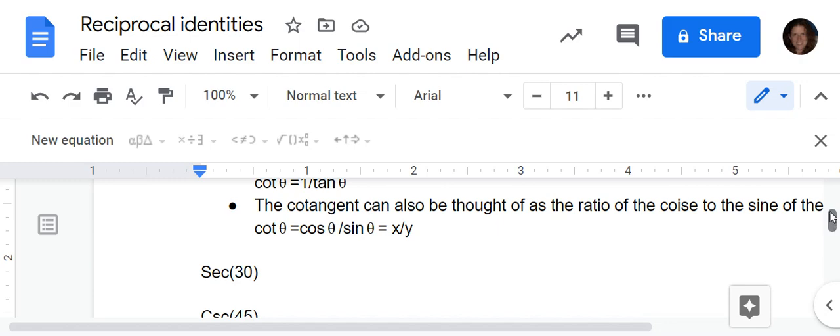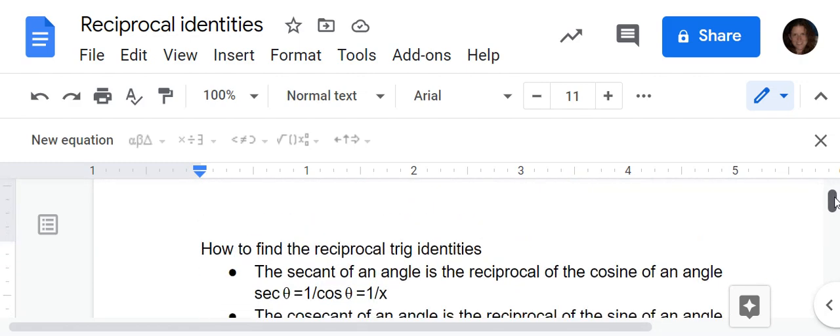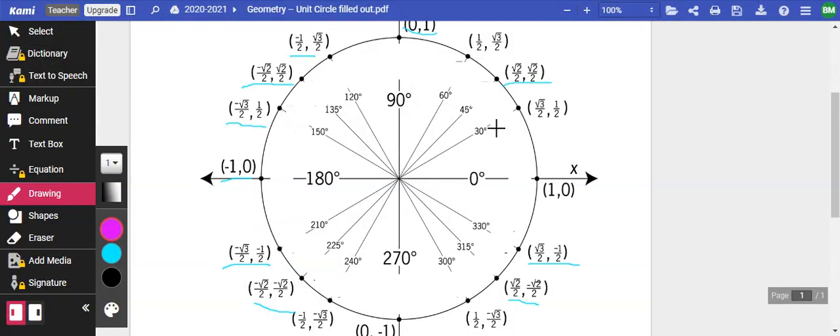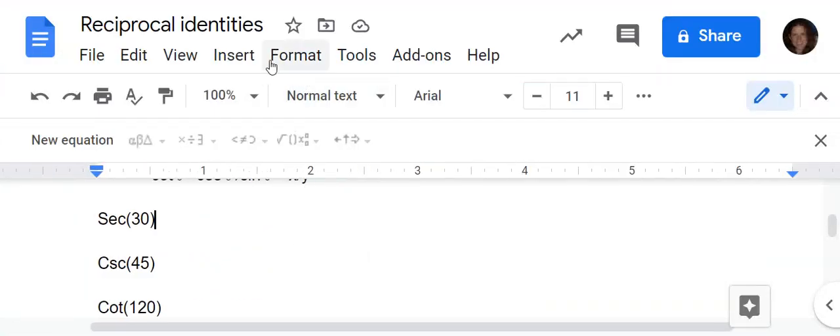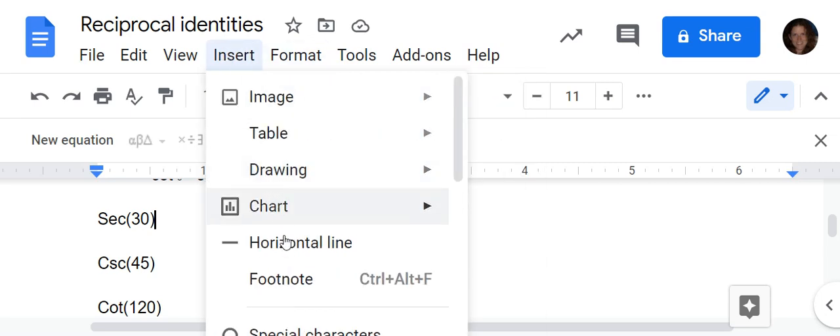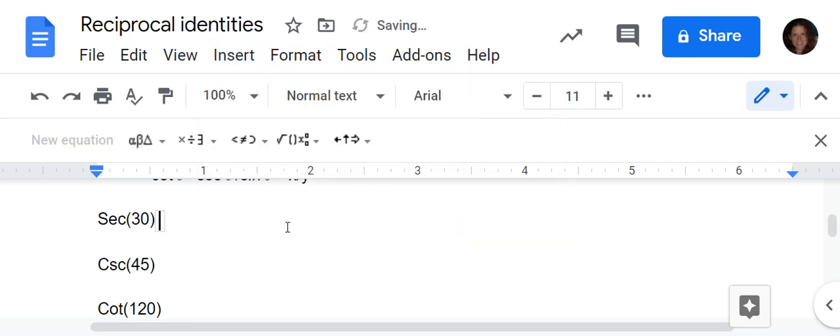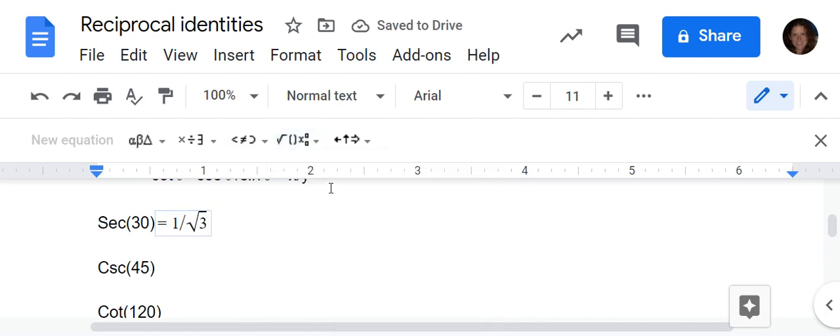Then we're just going to do some examples. Now remember, secant is 1 over x. So I go to my unit circle for 30 degrees. The x value is square root 3 over 2. So I'm going to make this equal to 1 over square root 3. Now I can't have a square root 3 in the bottom, so I have to rationalize. That means I multiply the top and bottom by the square root 3.